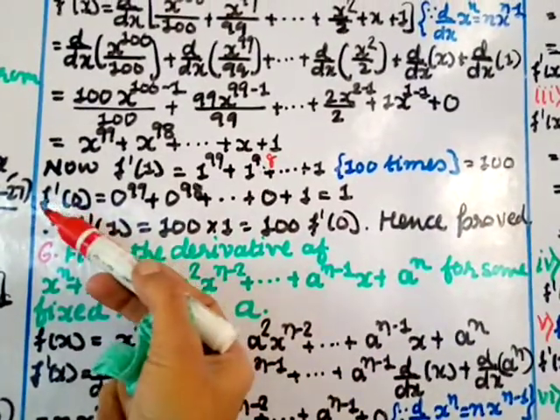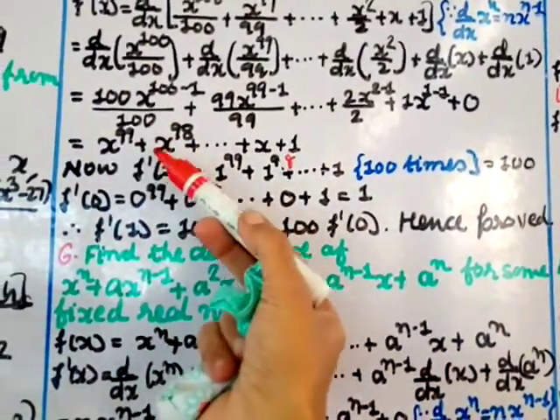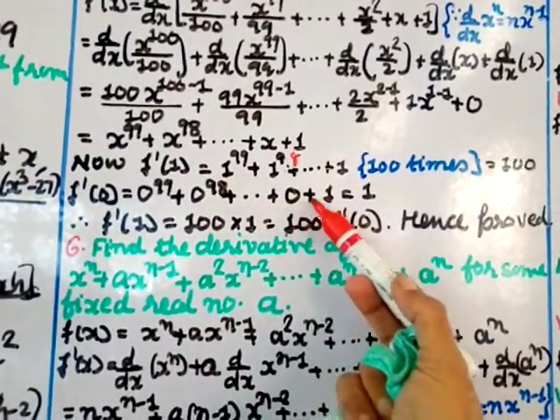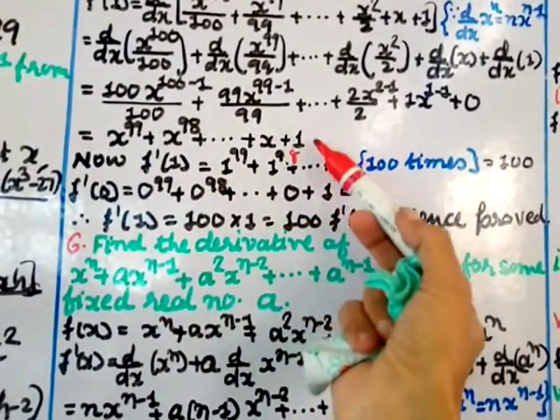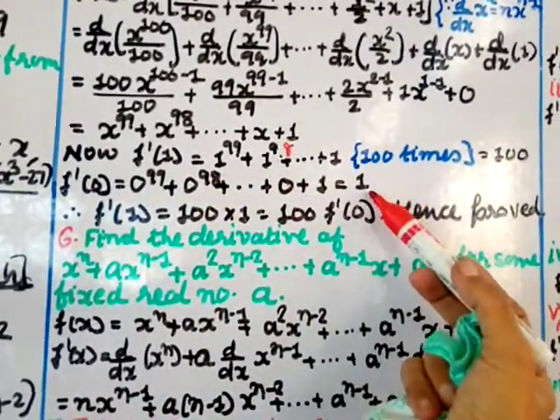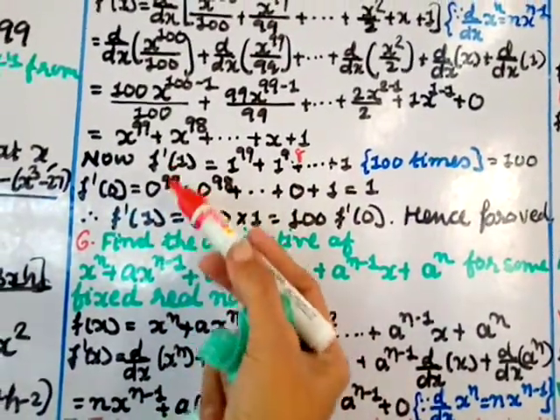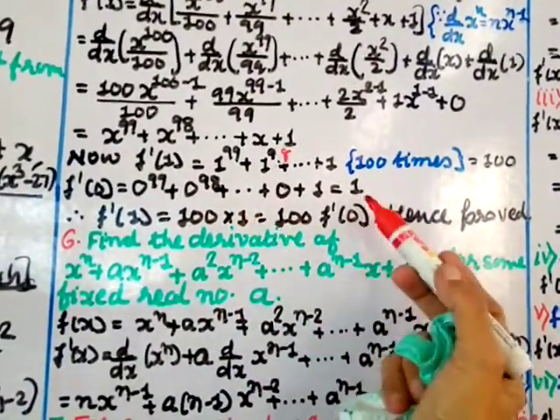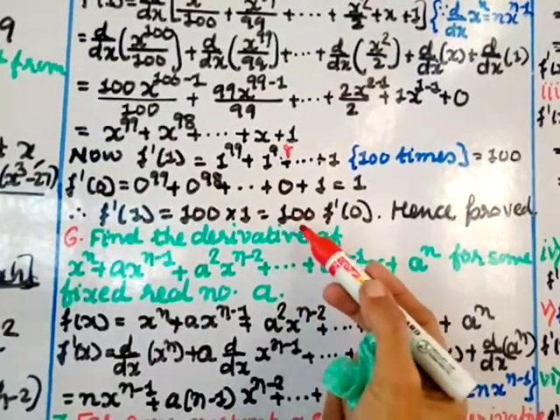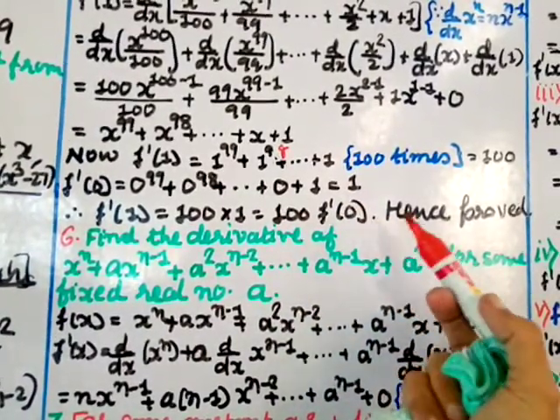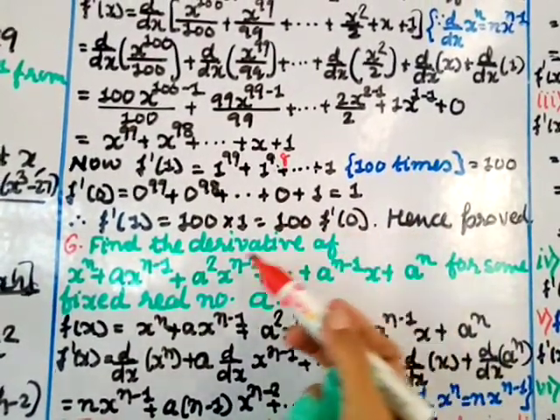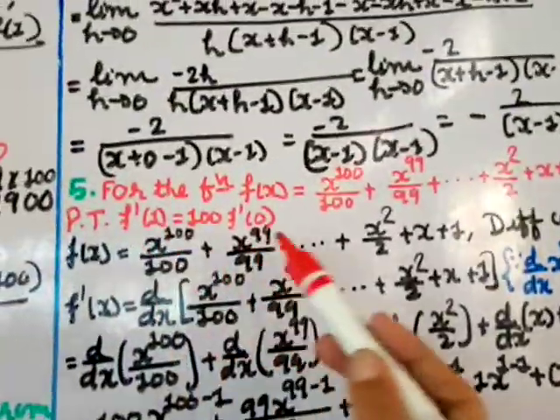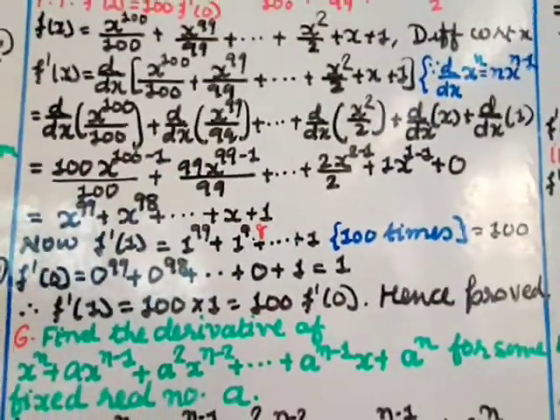Now let us find f dash 0. Wherever there is x, you put 0. So 0 power 99 plus 0 power 98 plus up to plus 0, plus this 1 remains, because there is no x here. So this value is 1. So we can say f dash 1 equals 100. This 100 can be written as 100 into 1, and 1 is the value of f dash 0, so you can write 100 into f dash 0. Why? Because they have asked us to prove it that way. Therefore f dash 1 equals 100 f dash 0, hence proved. That is the proof they have asked for.